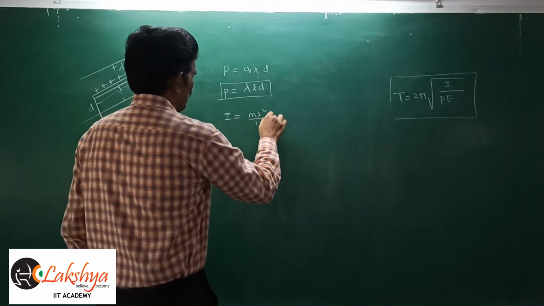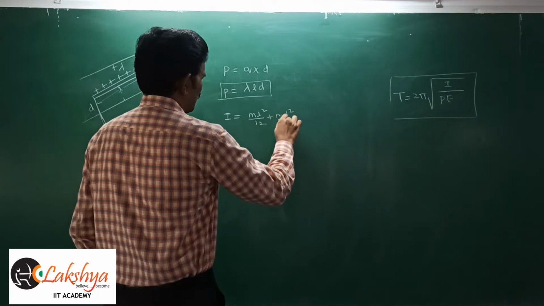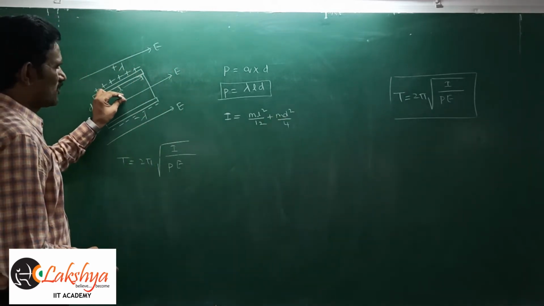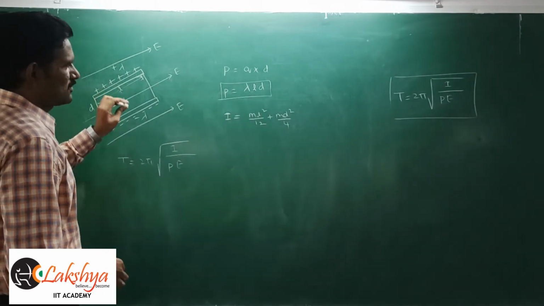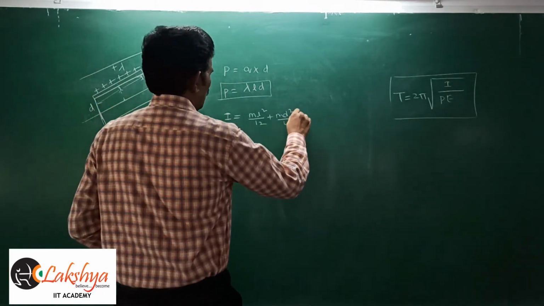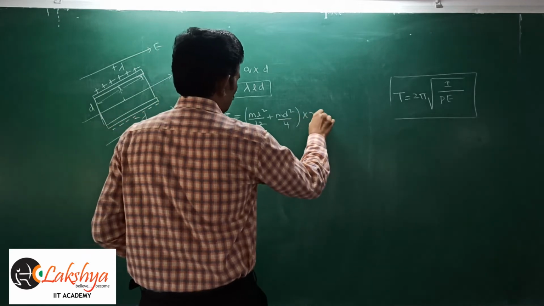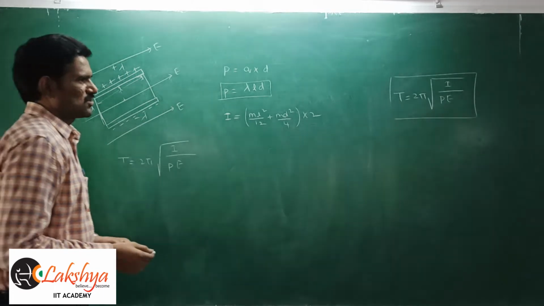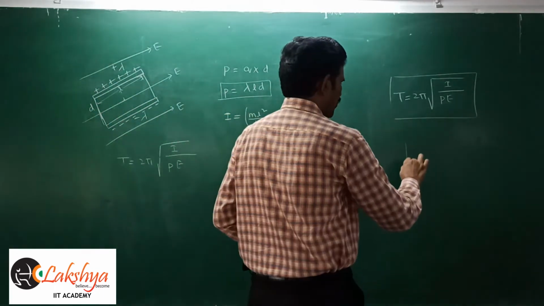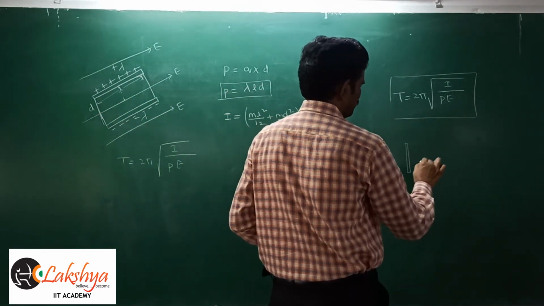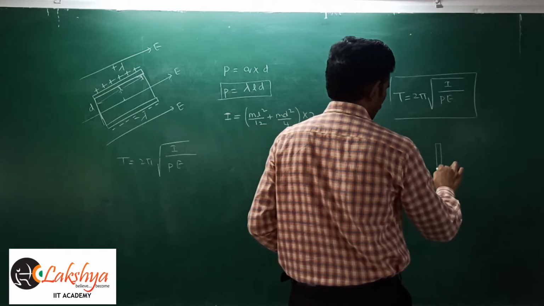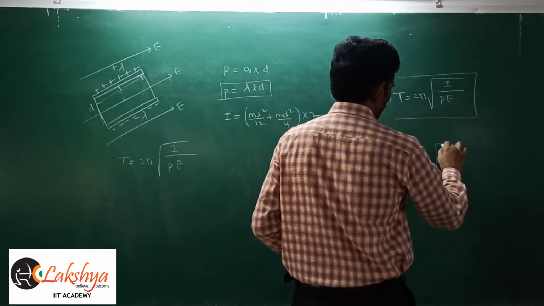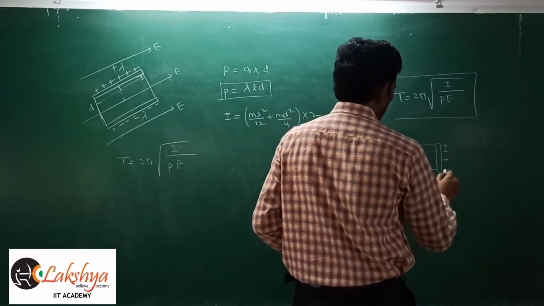So about that axis, we write ml square by 12 plus md square by 4. This is ml square by 12 plus md square by 4 about this axis, and we multiply this by 2, right? Because two such rods are there. That means our arrangement will be like this: the dipole, when it is initially parallel to the field, has a negative charge and a positive charge, and these two are connected here.